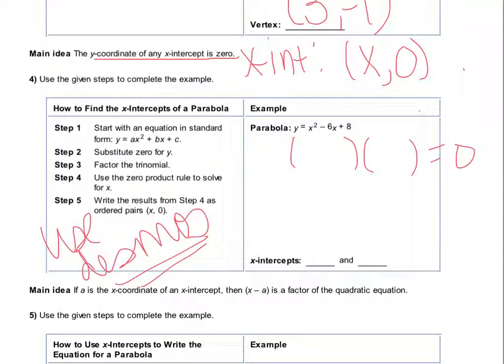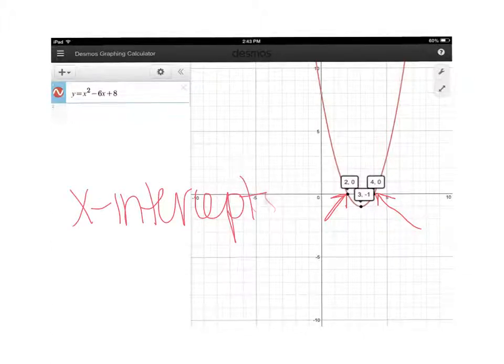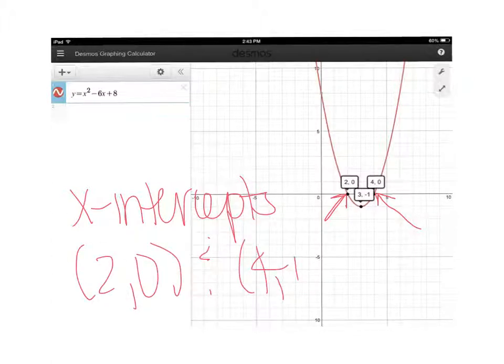So we're going to graph y equals x squared minus 6x plus 8. I have graphed this, and I've already just tapped on the intercepts, and you can tell that it crosses the x-axis here at (2, 0), and here's our other one at (4, 0). So those would be my x-intercepts in this case. They are (2, 0) and (4, 0). And again, notice that the y value is in fact 0.